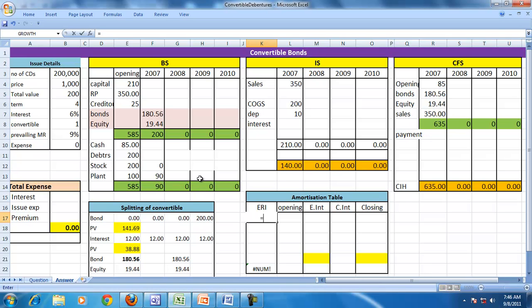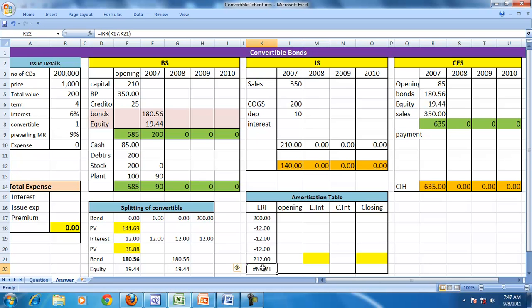The amortization table will show the effective rate of interest. The effective rate of interest is the internal rate of return, which will make the present value of the cash flows equal to the net present value to be 0. So at the end of the year, you are paying 214, 212 in the fourth year.